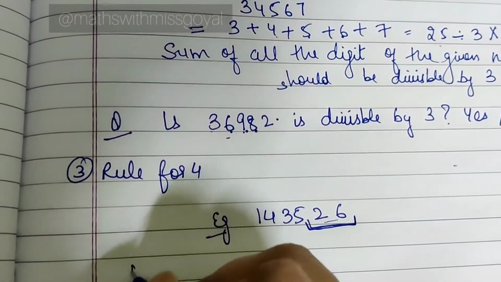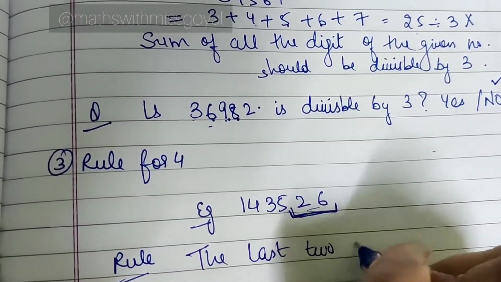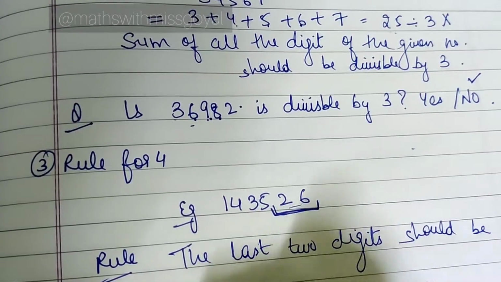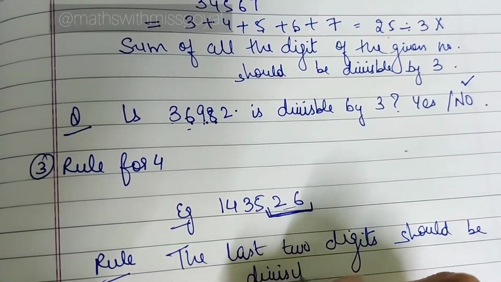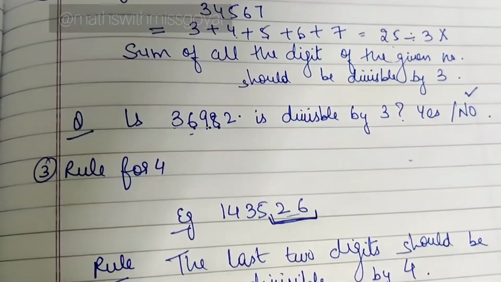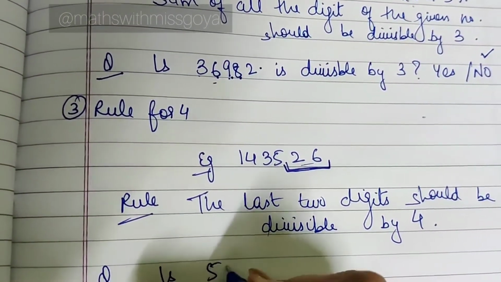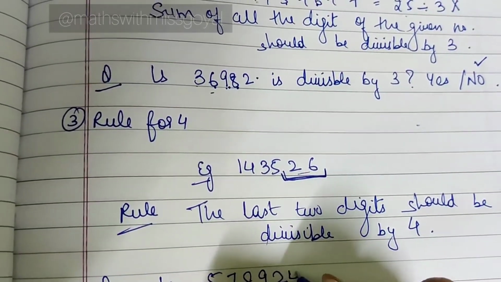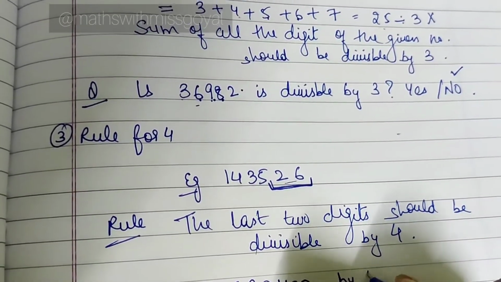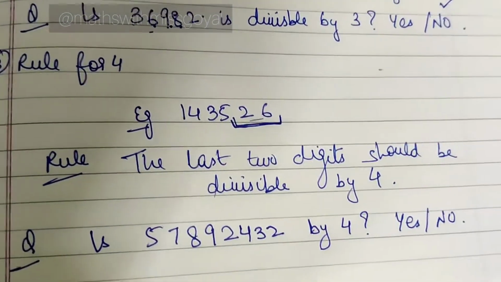So the rule is that the last two digits should be divisible by 4. If they are, then yes. If not, then no. Now the question for you is: is 5 7 8 9 2 4 3 2 divisible by 4? Yes or no? Pause the video, think and let me know.